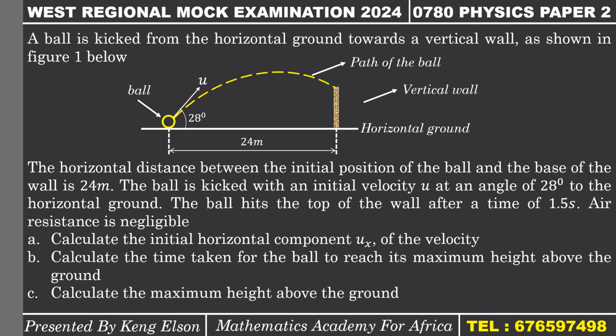A. Calculate the initial horizontal component ux of the velocity. B. Calculate the time taken for the ball to reach its maximum height above the ground. And C. Calculate the maximum height above the ground. Alright, so let's get started with the solution.